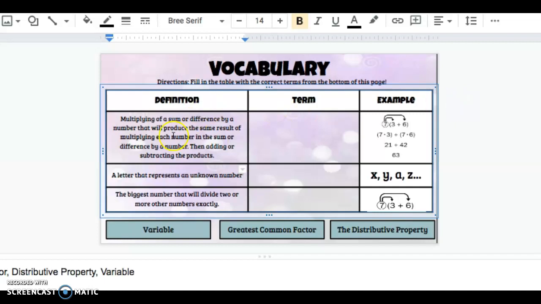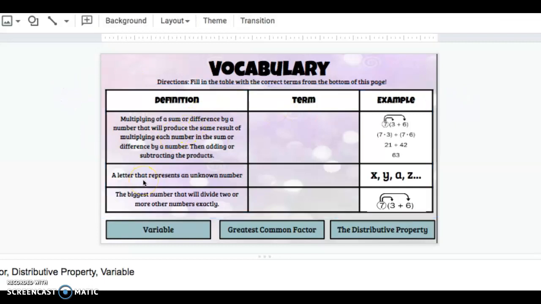Okay, so for vocabulary, we have 3 words that we're focusing on this week. You have variable, greatest common factor, and the distributive property. So I gave you the definitions and I gave you the examples. So you're just now matching the word to the definition and example.